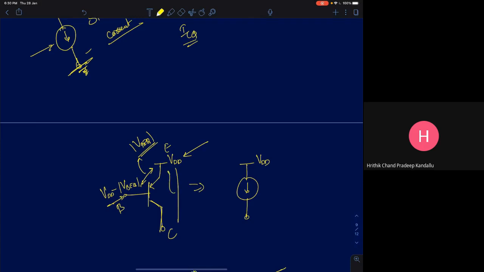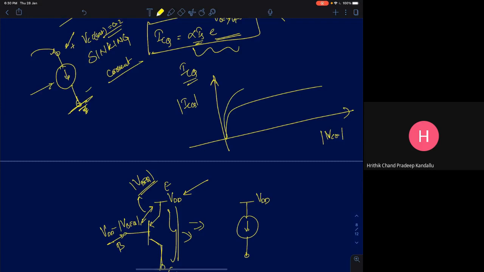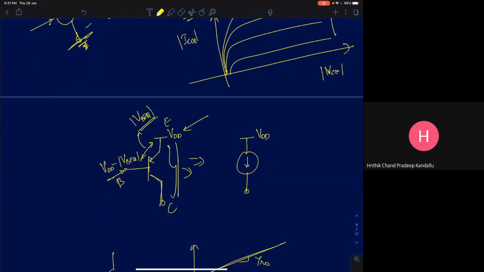I didn't talk about the PNP transistor, but for a PNP transistor, if you just take mod of ICQ, mod of VCE and mod of VBEQ, it will have the same graph. The IC versus VCE graph will look similar. So this is mod of VBE. So a PNP transistor can be used as a current source, which is called a sourcing current source.